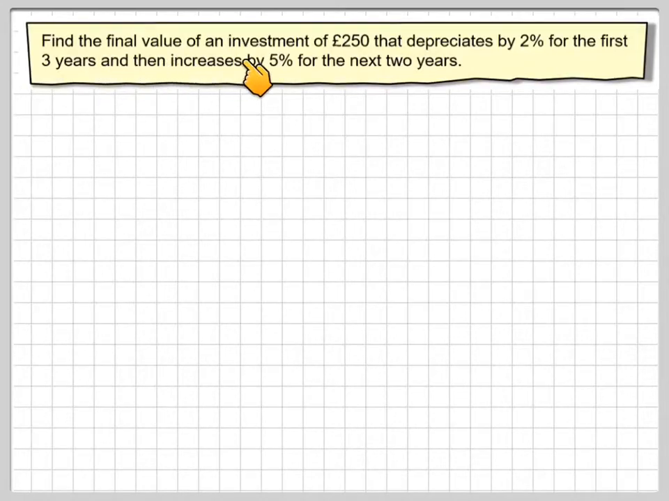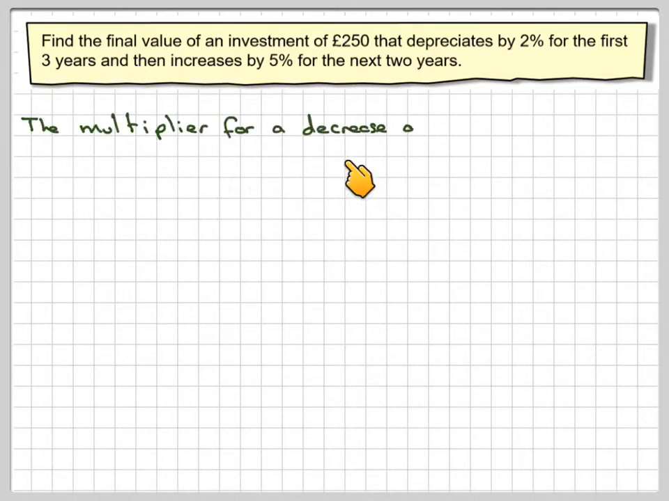Find the final value of an investment of £250 that depreciates by 2% for the first 3 years and then increases by 5% for the next 2 years. Okay, so the multiplier for a decrease of 2% is going to be 1 minus 0.02, 100% minus 2%, which gives you 0.98, so you get 98% of it left.